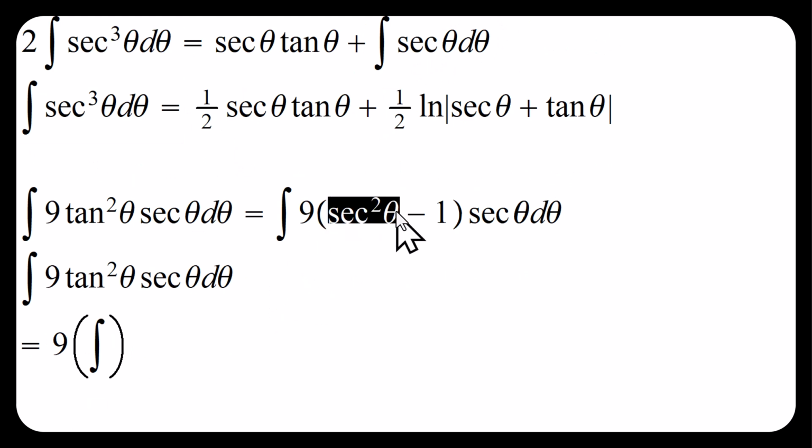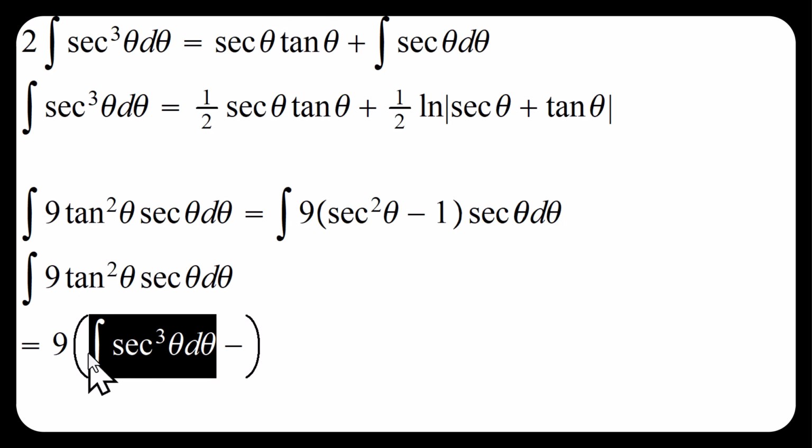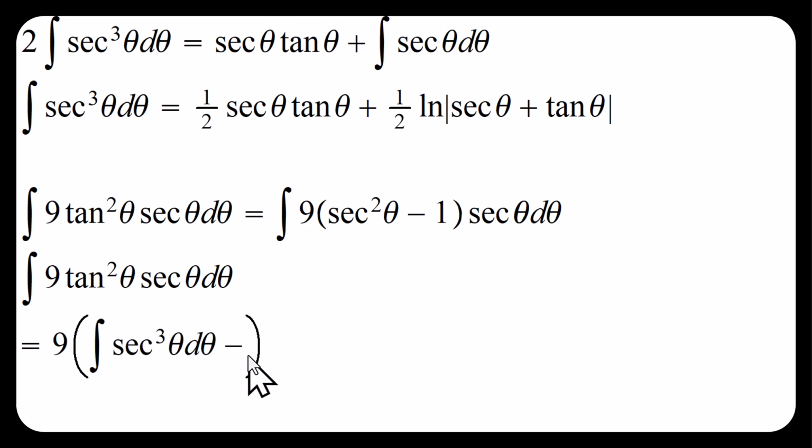Remember this, that this became secant cube theta. Okay, and it wouldn't take too long to write. Cube theta, and then minus antiderivative of secant theta. All right, and don't forget the formalities of writing the symbols. Okay, and this is simply secant theta, right?